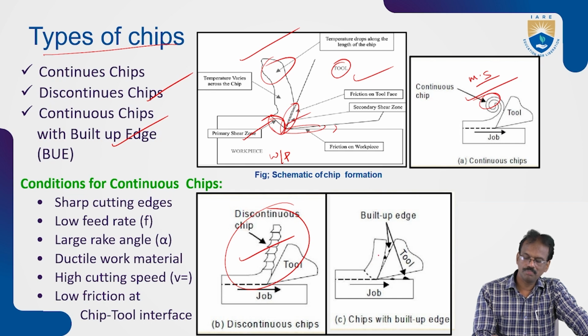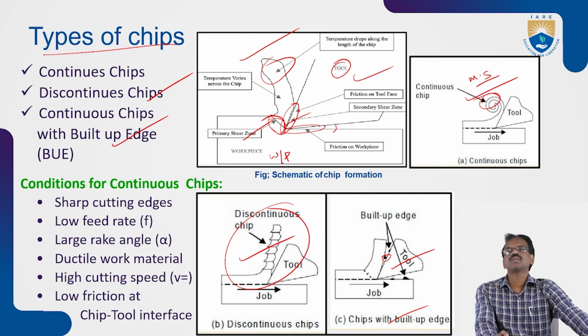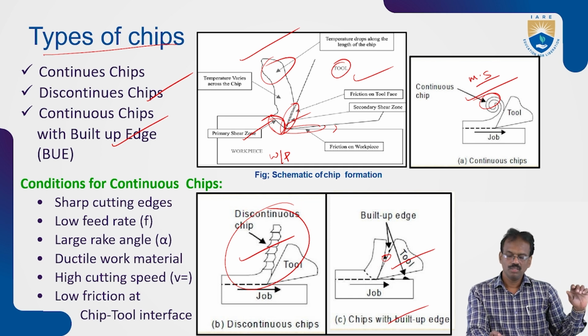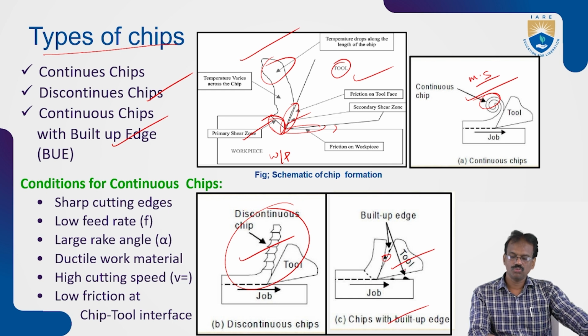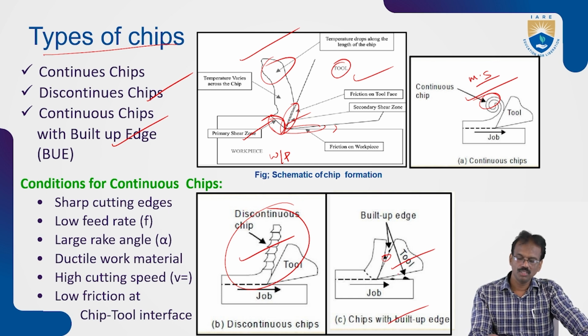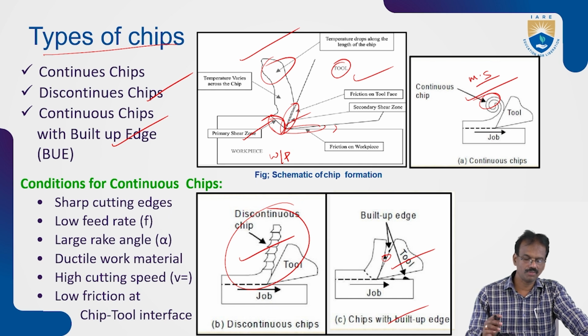So this chip will be welded with the top surface, or rake surface, of the tool. This is the welding portion, which is nothing but the build-up edge. Due to this, the chip will not move or slide on the surface of the tool bit, and that leads to rough manufacturing, or rough finishing of the surface.